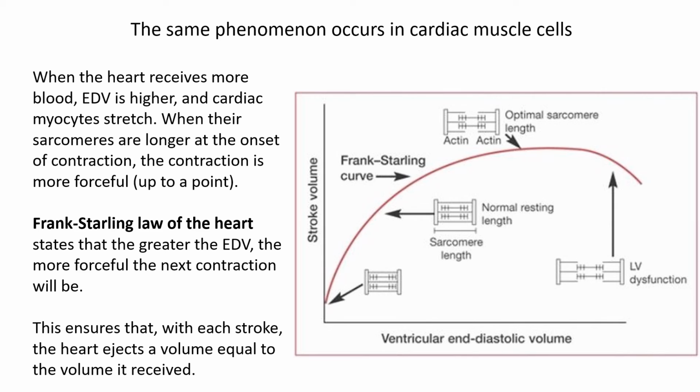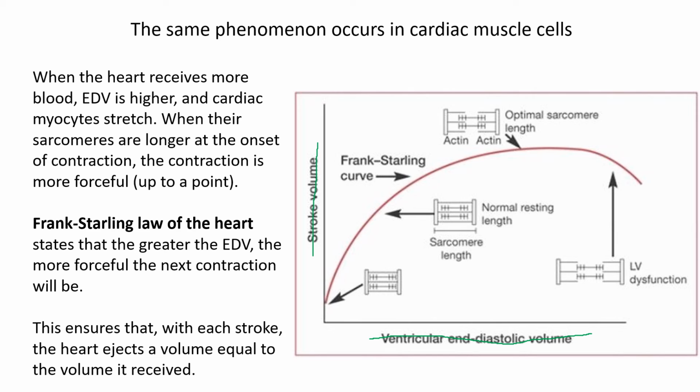On the vertical axis, we have stroke volume, but what if we crossed out stroke volume and wrote maximal tension as expressed as a % of maximum, just like on the previous slide? And on the horizontal axis here, what if I cross out ventricular end diastolic volume and we write sarcomere length at the onset of contraction? Then we have the length-tension relationship.